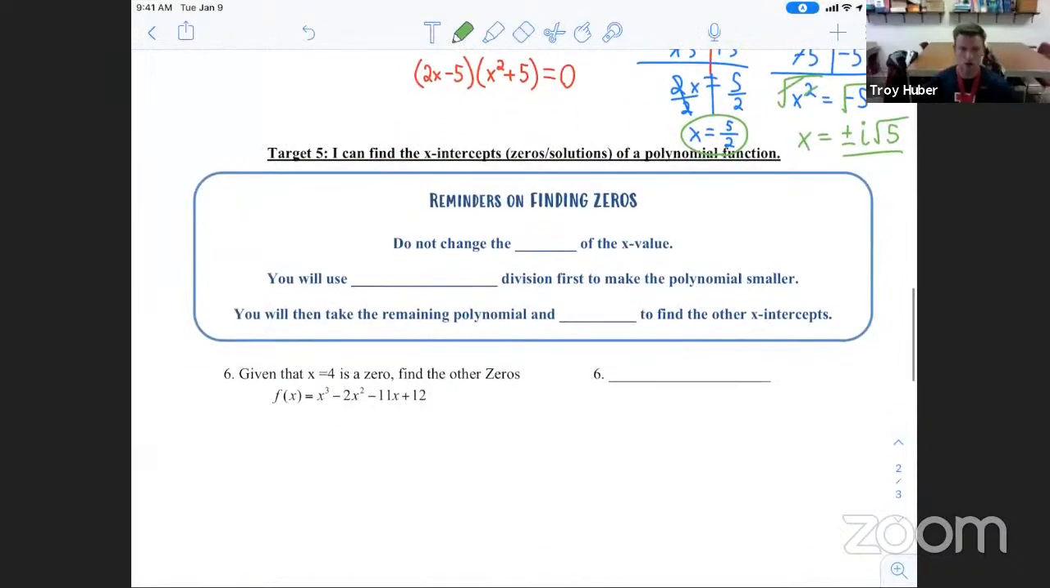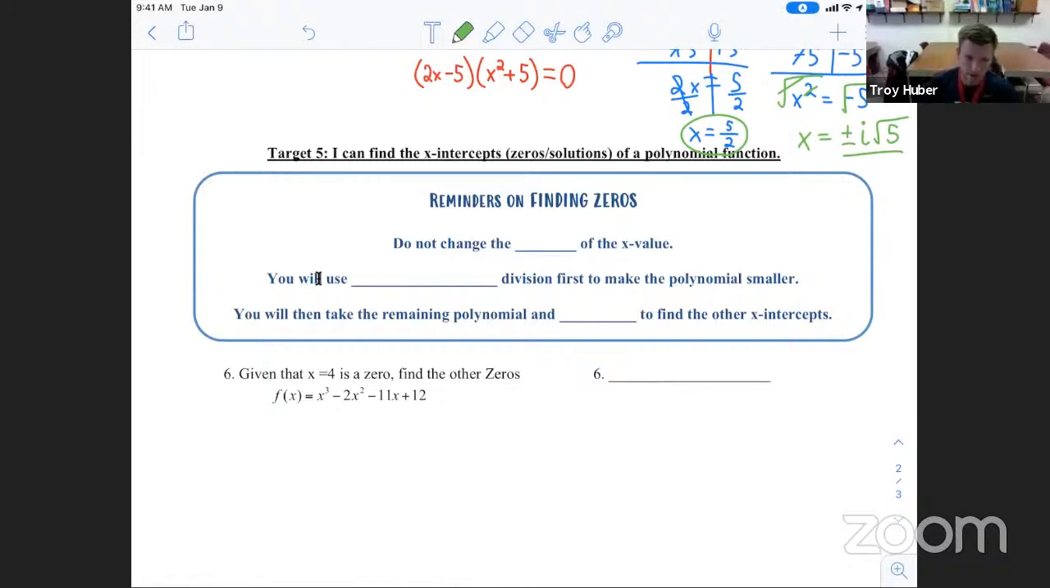All right, moving right along on to target number 5. I can find x-intercepts of a polynomial function. All right, so in these ones, we're now going to combine the 2 things that we just did. We're going to combine synthetic division with our factoring. All right, so strap in.